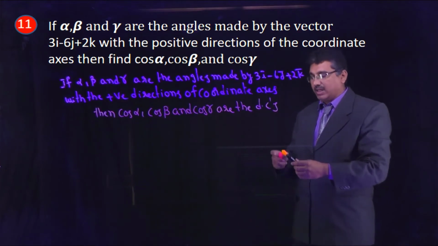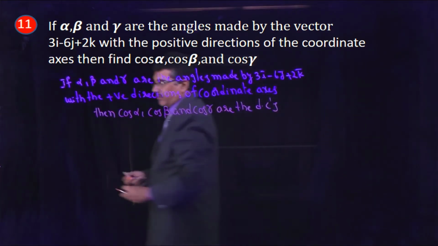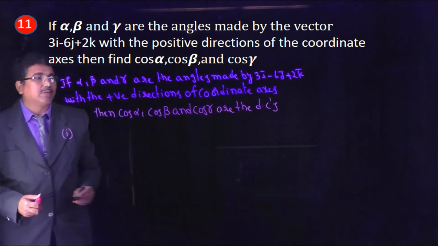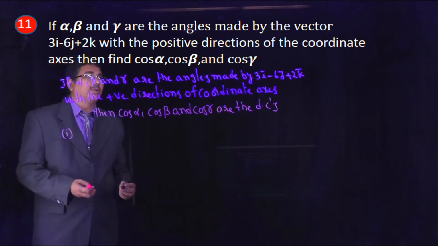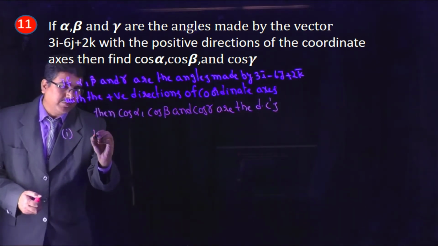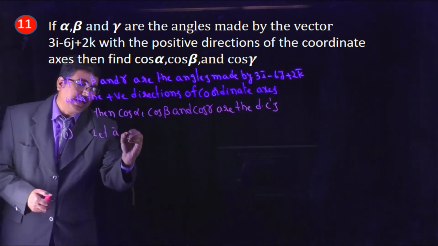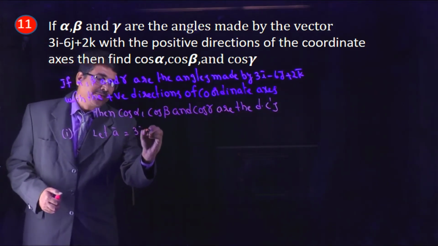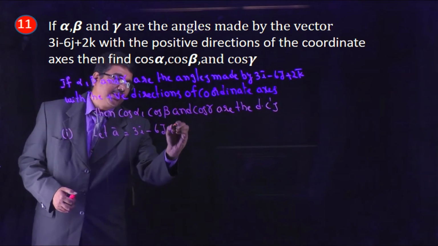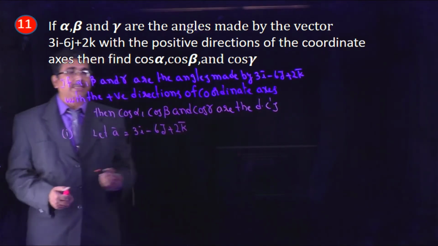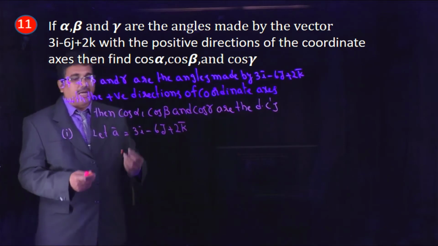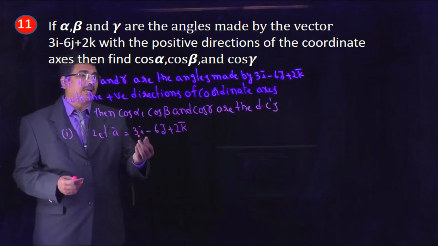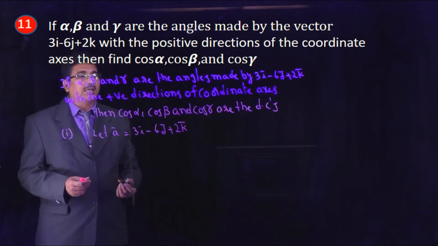See one by one. The first method for finding direction cosines. Let a bar be equal to 3I bar minus 6J bar plus 2K bar, that is the given vector. Now we want to find the direction cosines, that is cos alpha, cos beta and cos gamma.